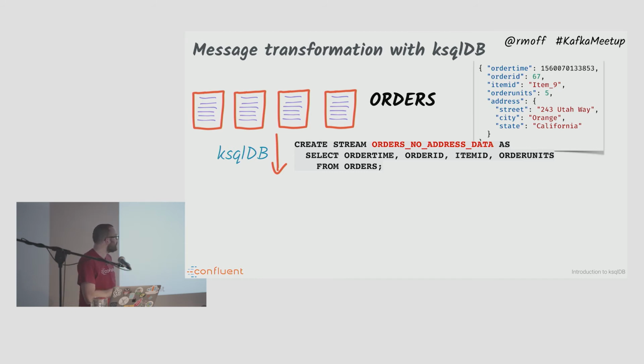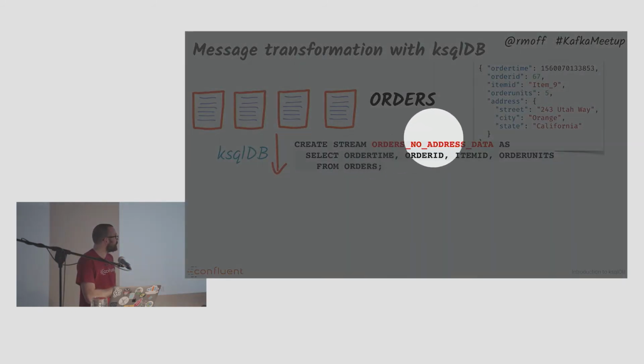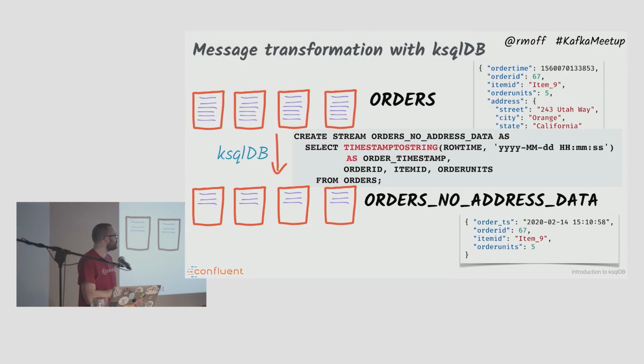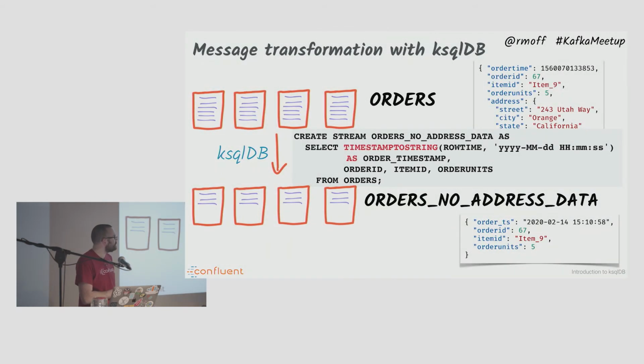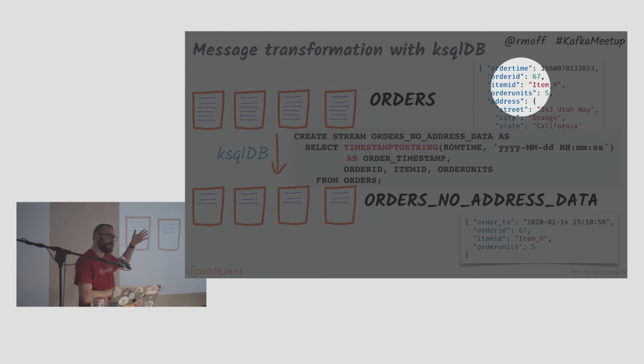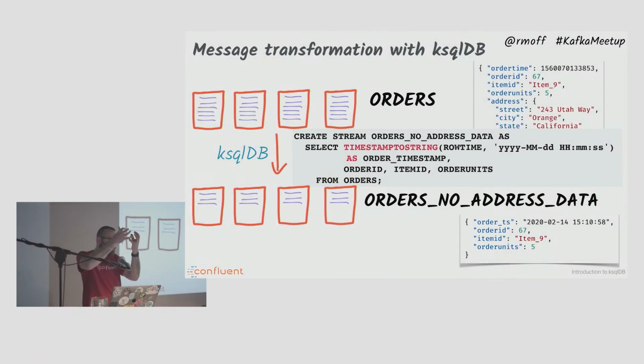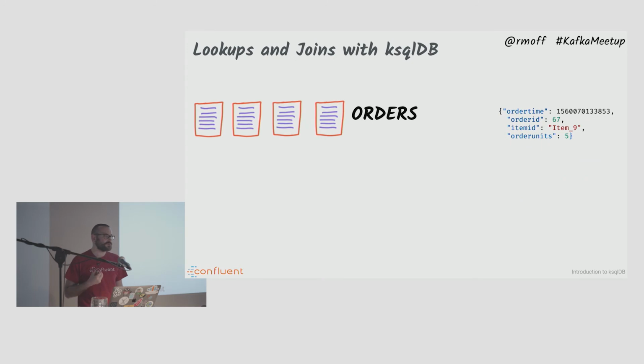So you say, well, create stream for orders with no address data, and you just pick out the fields that you do want. And they say, well, also we want to change the timestamp format, so we're going to use that function there, and we'll change the name of the column. And so we change that input message as it arrives and everything that's on the topic to the structure that we do want it in. So you can use it for wrangling your messages like that. You can also do joins and lookups in ksqlDB.